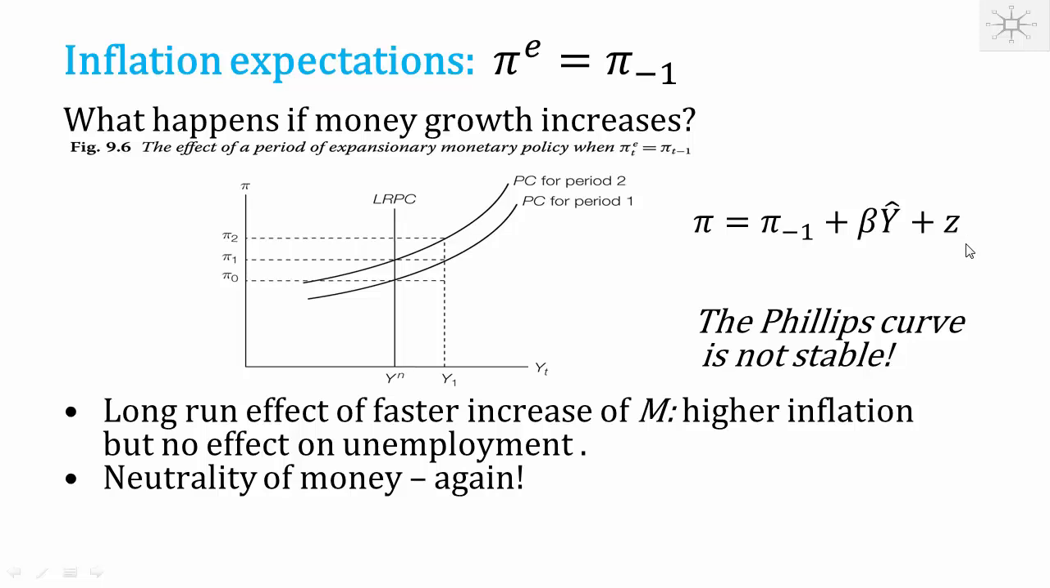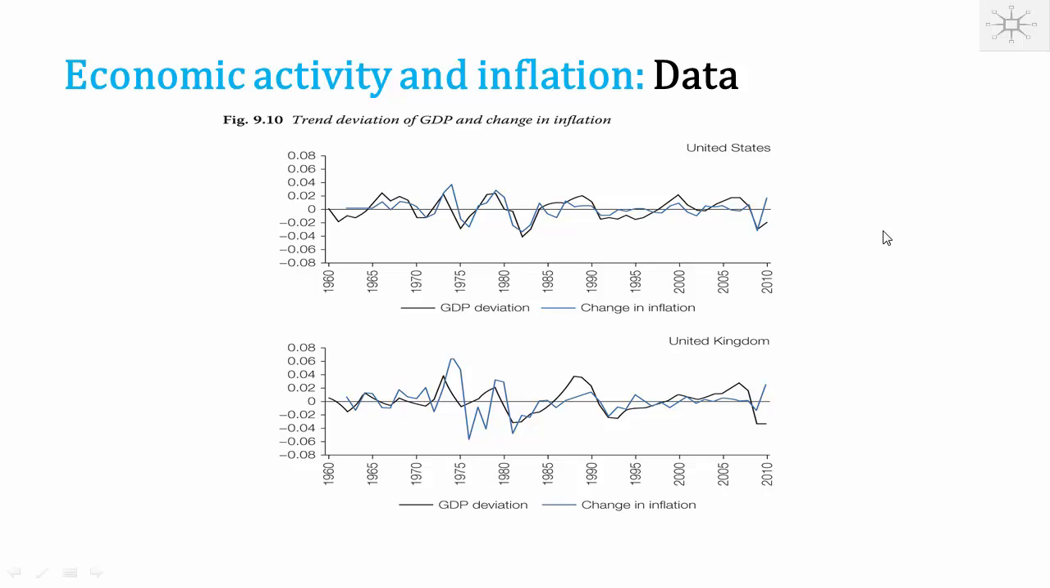Phillips curve. If there's no cost push shock, suppose you take this equation and subtract the previous inflation rate on both sides, then you have that the change in inflation is positively related to the output gap. And this figure for the United States shows that there is some truth in that. The black line is the deviation of GDP from trend, and the blue line is the change in inflation.